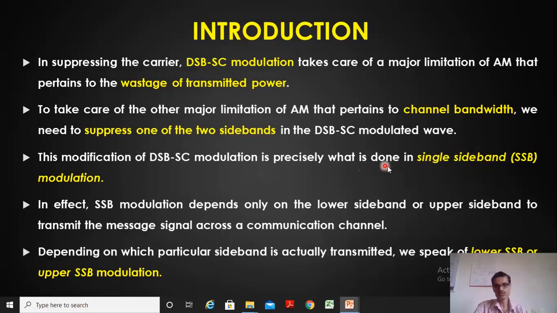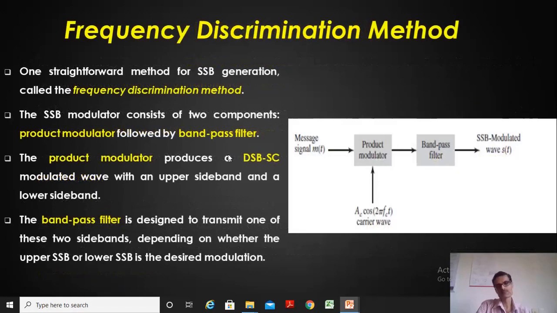Here only the lower sideband or only the upper sideband can be transmitted to the receiver. If I transmit only the lower sideband, that method is called lower SSB. If I transmit only the upper sideband, that method is called upper SSB modulation. So depending on which sideband you are transmitting, we say it is a lower SSB or upper single sideband modulation technique. Now, there are different methods of generating the SSB signal. Basically, we can classify them into two methods: the frequency discrimination method, which I have shown here, and the phase discrimination method.